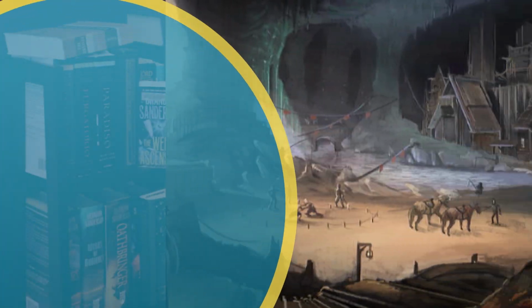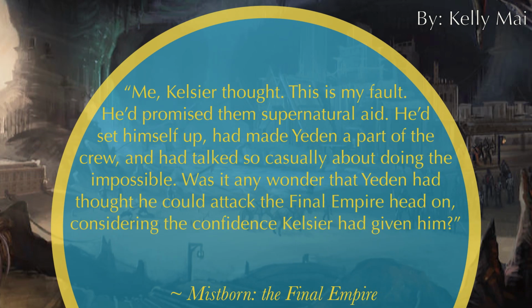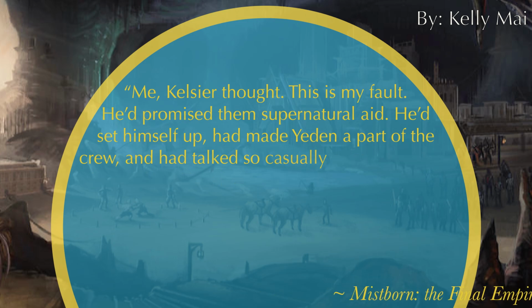his delusions of grandeur. Me, Kelsier thought, this is my fault. He'd promised them supernatural aid. He'd set himself up. He'd made Yeden a part of the crew, and had talked so casually about doing the impossible. Was it any wonder that Yeden had thought he could attack the Final Empire head-on, considering the confidence Kelsier had given him?